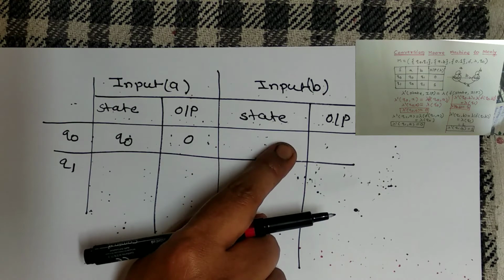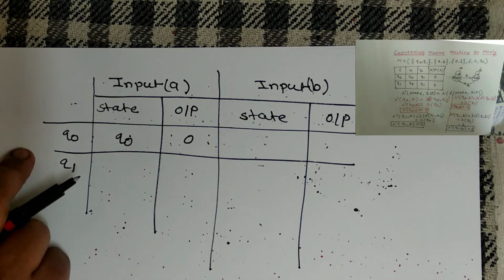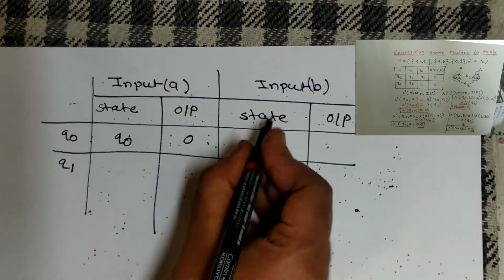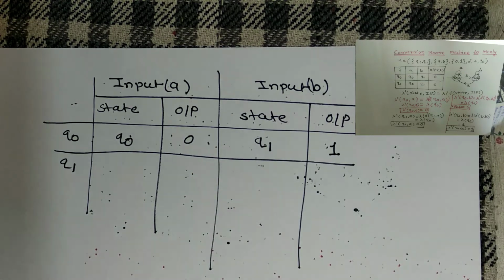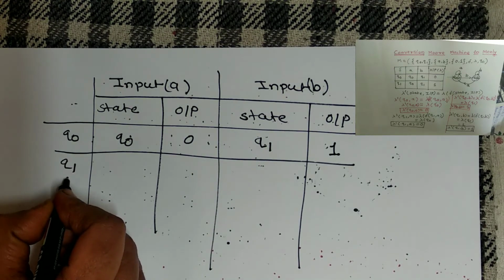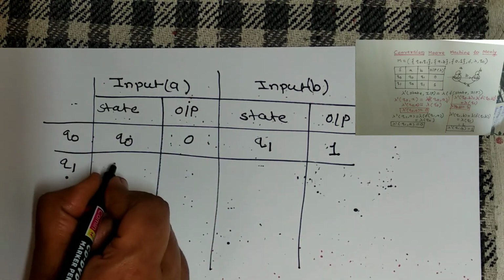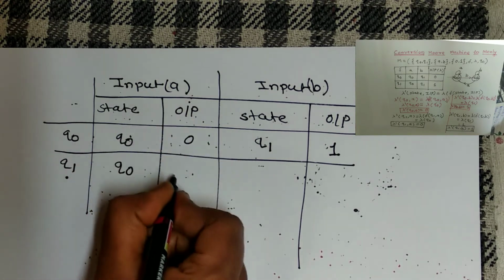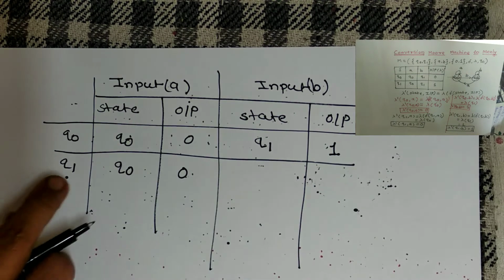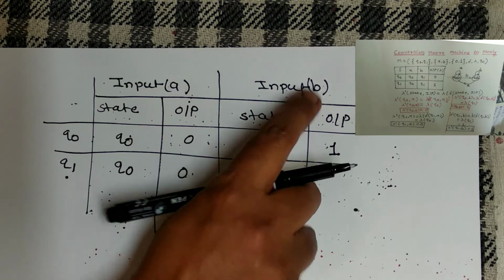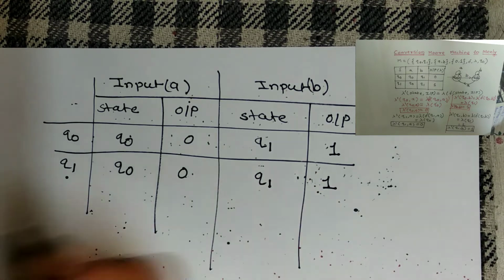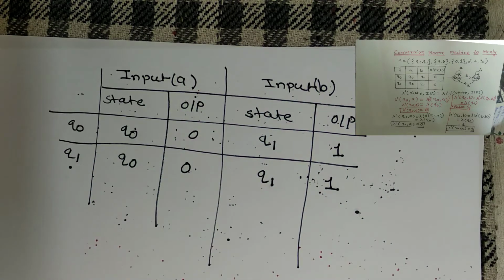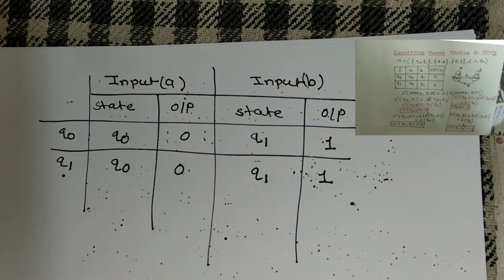Same for this, just calculate it. Q0 for the B, we get Q1 and output as 1. Then for Q1 over the input A, we get Q0 and the output as 0. Q1 over the input B, we get Q1 and the output as 1. So this is the required transition table for the Mealy machine.